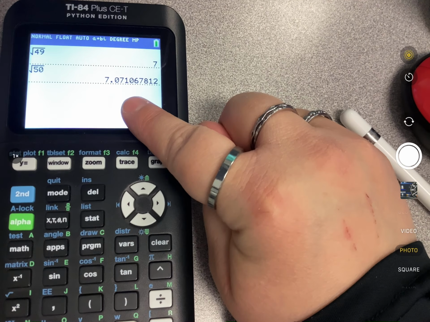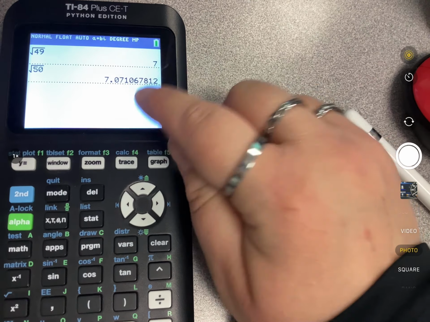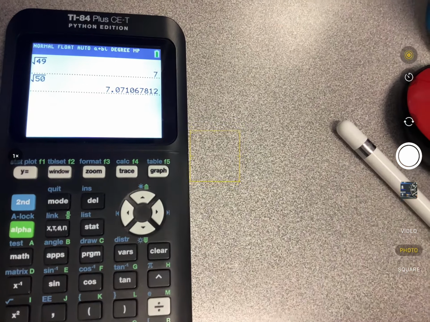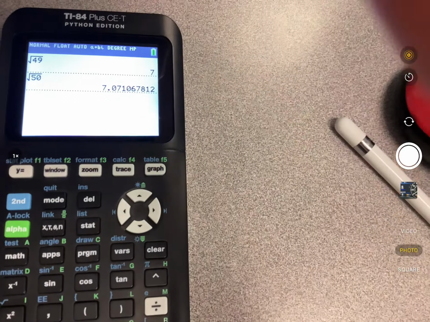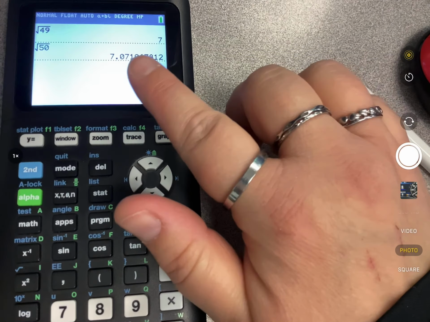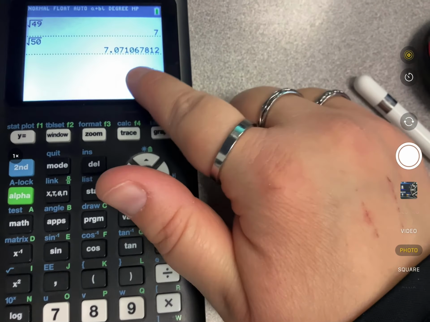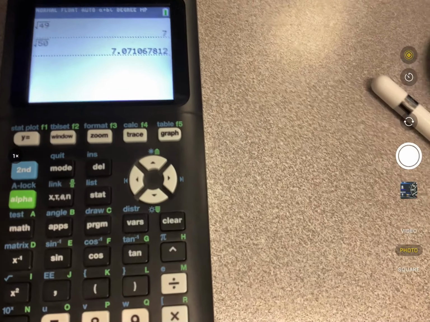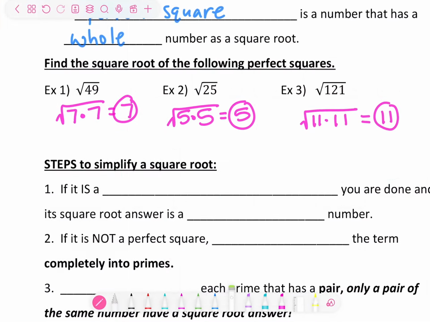Whenever you get a decimal answer, that means that that radical, that square root, the answer is not a whole number. Whether it simplifies or not, and I'll show you what simplifying looks like, this means that there's always going to be a square root in your answer somewhere. So whenever you get a decimal like that, there's a square root in your answer somewhere. All right, let's jump back over to finish our notes.